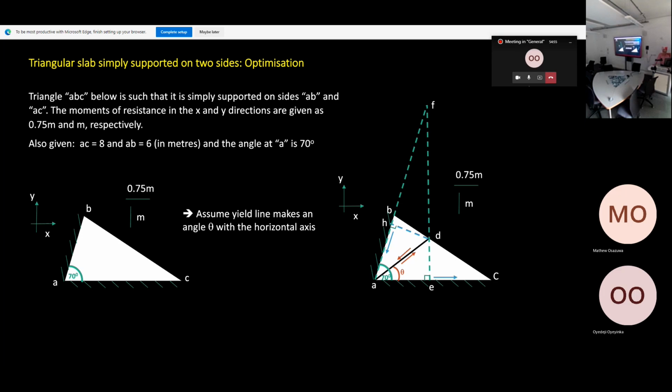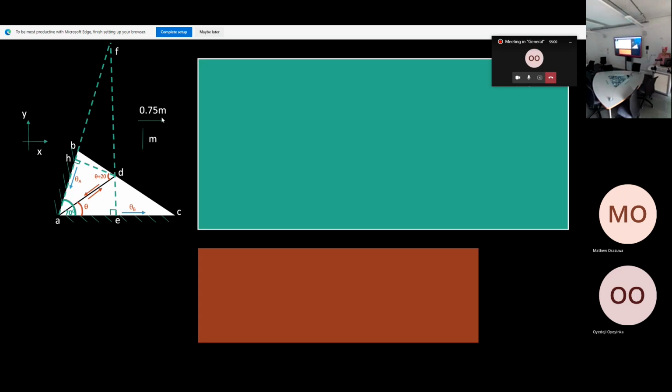Okay, shall we start now the external and internal work? So this is the slab with all the angles. I've got this is 70 degrees. I've got the angle theta here. Do you agree that this angle is theta plus 20?